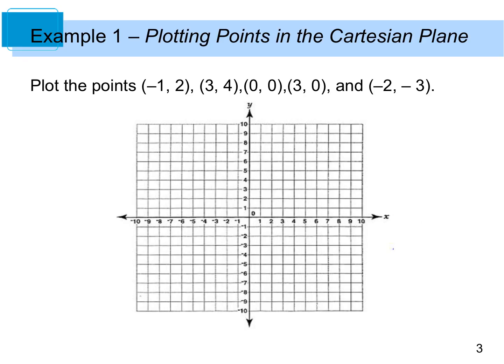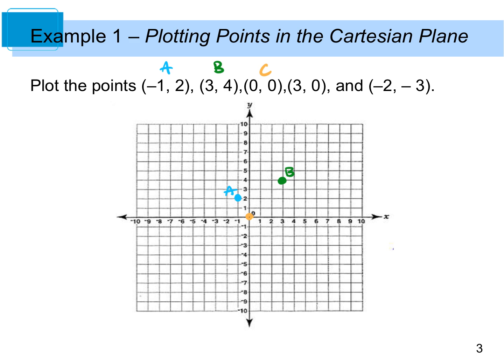Example 1 is just plotting points. So starting with our first point, I'll call it A. Go to the left to -1, up 2. Second point, I'll call it B. We go to the right 3 and up 4. You guys should all know how to plot points.